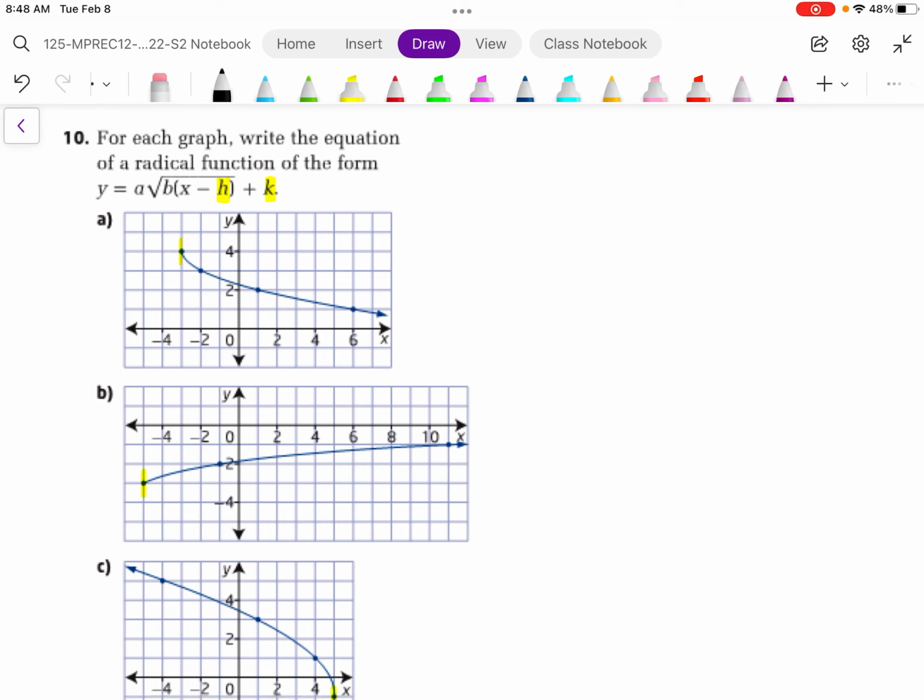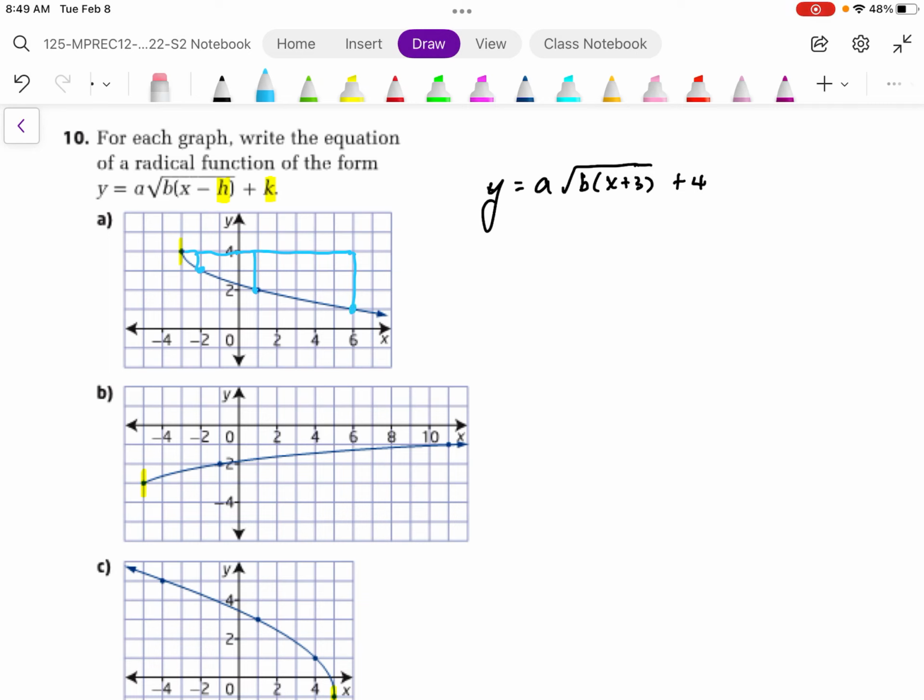So we take a look at the vertex here. So we end up with y equals a square root b, and the vertex is at -3, +4. So it's going to be x plus 3 plus 4. Okay, so based on that, then we can look at the expansion compression points. So if I take a look at these points here, that's 1 over 1, that's 4 over 2, that's going to be 9 over 3.